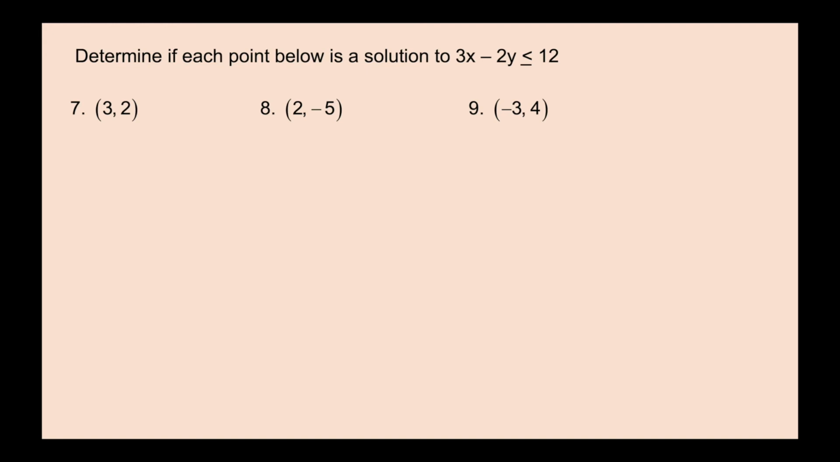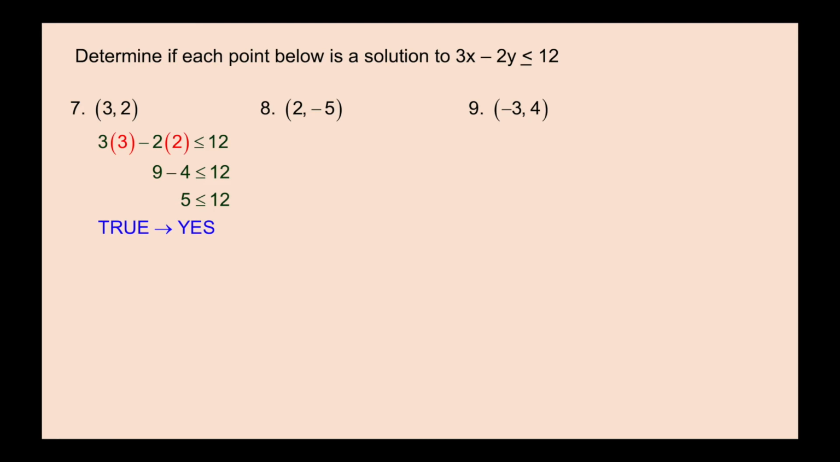So when we do this with number 7, plugging in 3 and 2, we end up getting 3 times 3 minus 2 times 2 is less than or equal to 12. Well, 3 times 3 is 9, minus 2 times 2 is 4. Since 9 minus 4 is going to give us 5, and we know that 5 is less than or equal to 12, we're going to say it's true, so yes, this represents a solution.